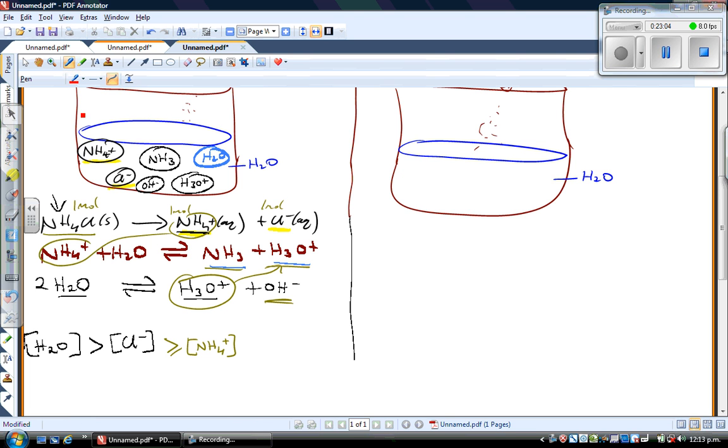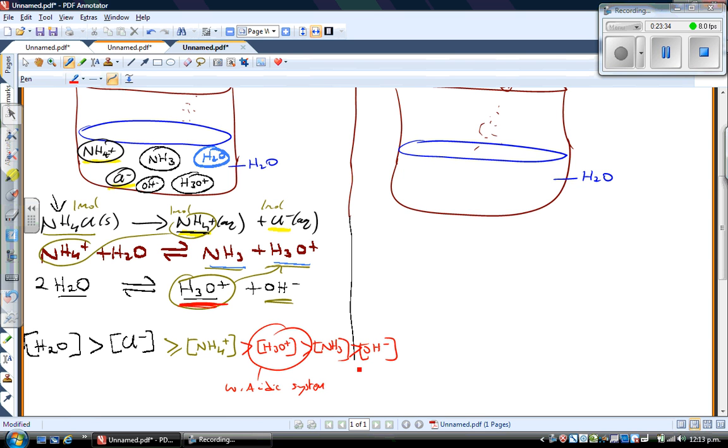So I'll do this in red because acidic solutions are associated with red color for litmus paper. The concentration of H3O+ is going to be greater than the concentration of ammonia for the reason that it's supplemented by the hydronium ions from water's dissociation. And then we put poor old hydroxide at the end there. So this accounts for the fact that this is a weakly acidic aqueous system.